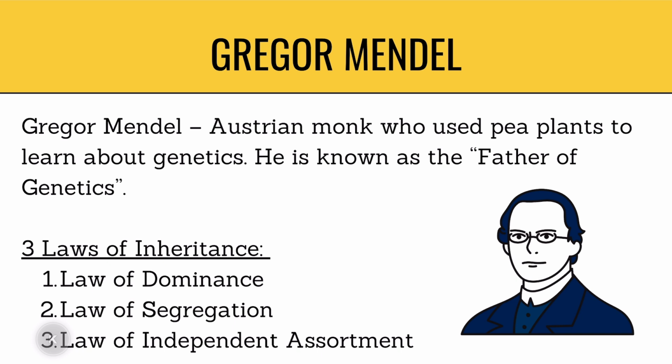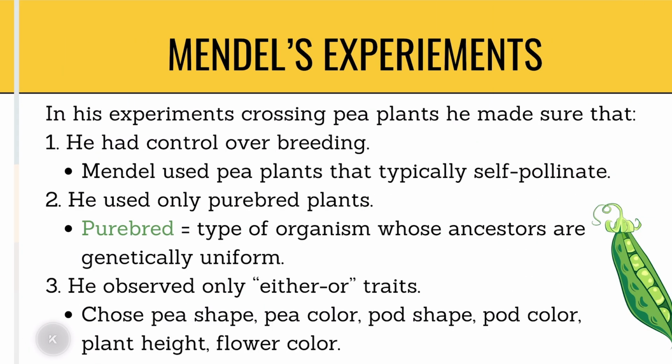We're talking about Mendelian genetics, and Mendelian genetics get their name from an Austrian monk called Gregor Mendel. So he is known as the father of genetics because he figured out 3 laws of inheritance utilizing pea plants. So like peas in a pod, those type of pea plants. And so he designed and determined these 3 laws of inheritance: the law of dominance, the law of segregation, and the law of independent assortment.